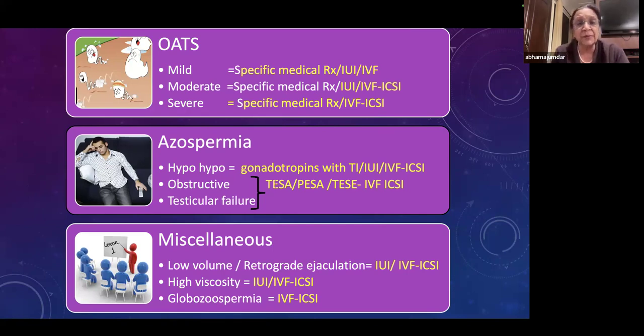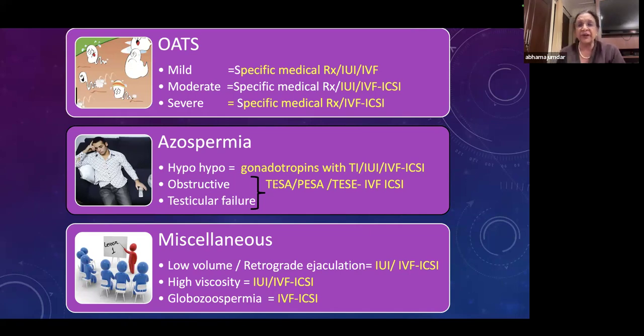If there is azoospermia due to hypogonadism, you can treat with gonadotropins. And then once gonadotropins start generating sperms, timed intercourse, IUI or IVF or IVF ICSI, anything could work if the sperm counts are still low. Obstructive and testicular failure, straight away one has to go for either a TESA, TESE, micro-TESE or a PESA.